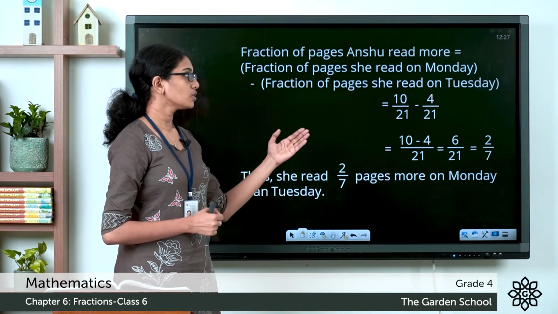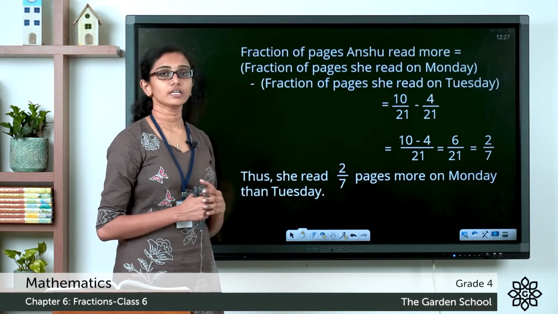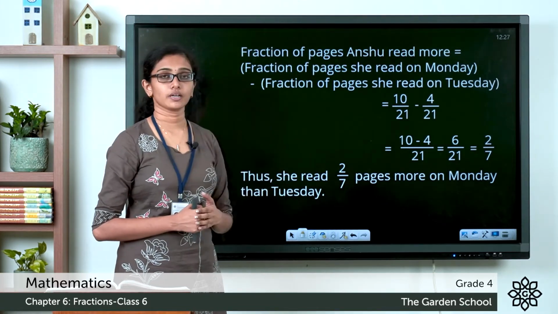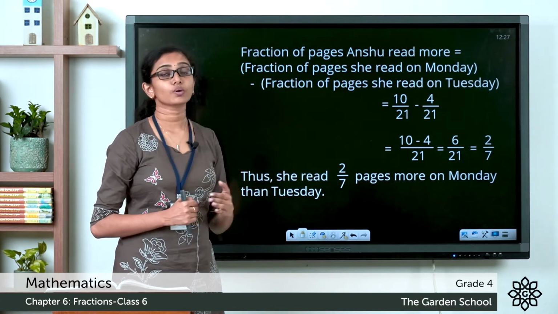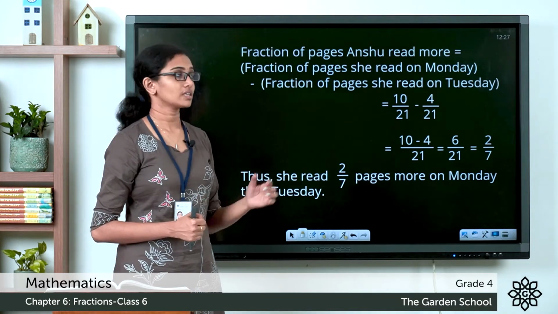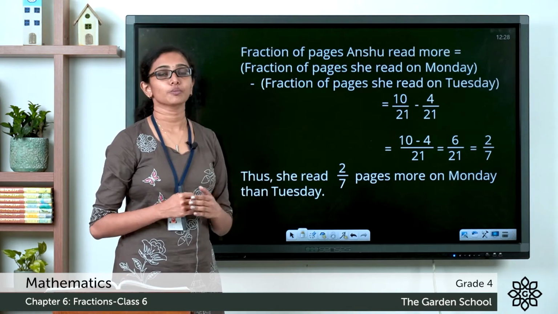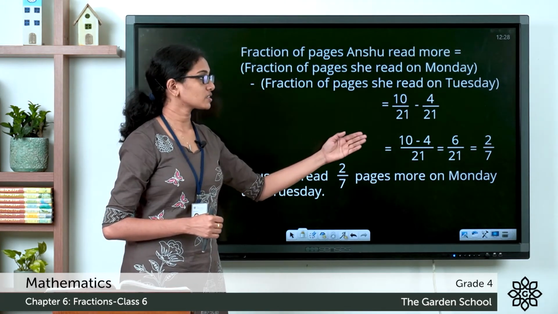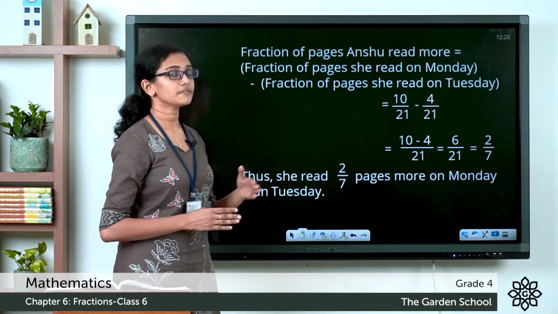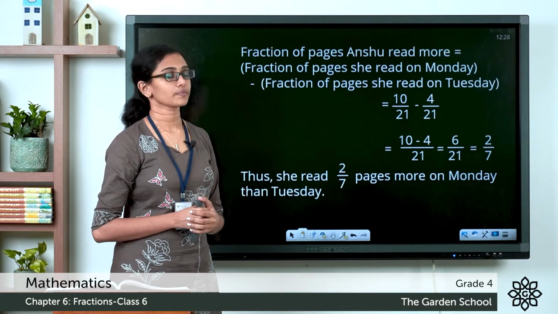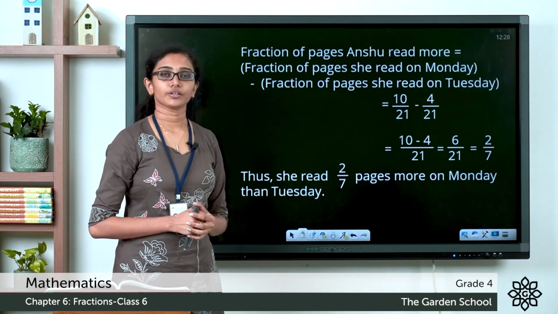That is equal to, being like fractions, just subtracting the numerators, 10 minus 4 by 21, and that is equal to 6 by 21. Look at the numerator and the denominator, 6 and 21. Both are multiples of 3. So there is a common factor 3. So let's cancel out the common factor from both the numerator and the denominator. So 6 by 3 gives you 2 and 21 by 3 gives you 7. So the equivalent fraction is 2 by 7. Thus, she read 2 by 7 more pages on Monday than on Tuesday.